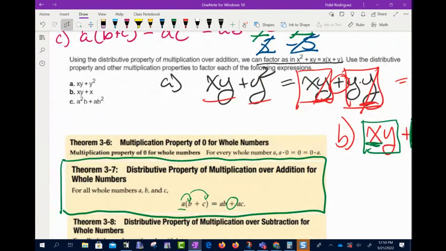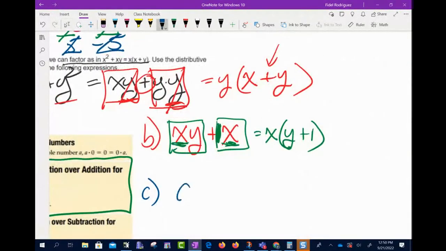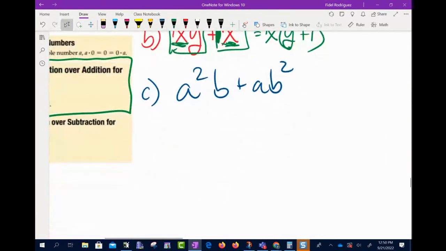Okay, and let's look at part C. A squared b plus ab squared. Again, y'all, the way I would do this problem, if I'm teaching, say, 7th graders or 8th graders, this is probably how I would write it out.